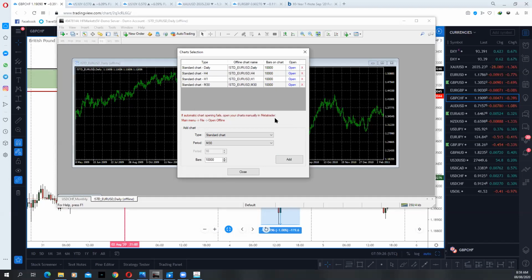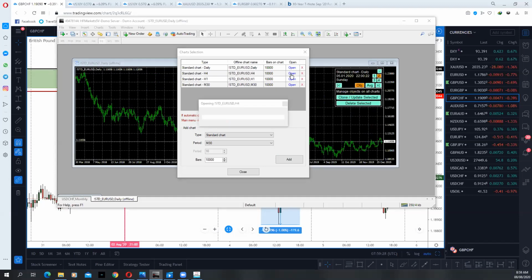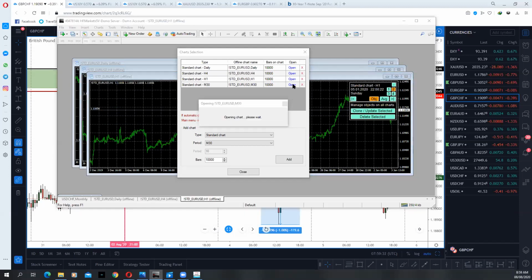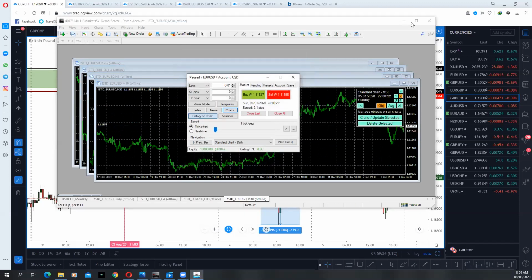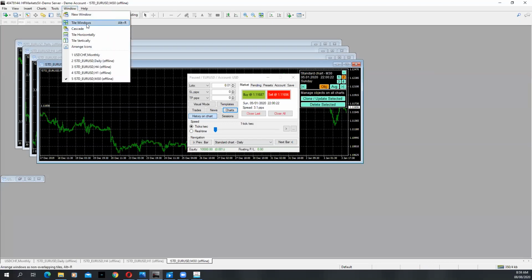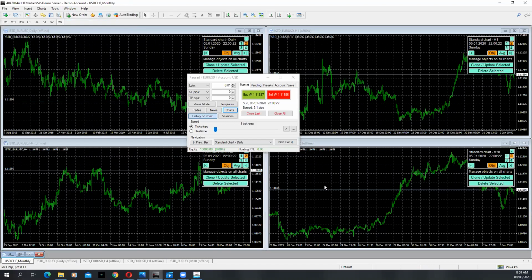Just give it time. Chart opens, click open. Chart, click open, click open. So once you're done, you click close. And you make your chart big. You go to Windows, you tile it how you want it to look like. So this is how I want mine to look like.